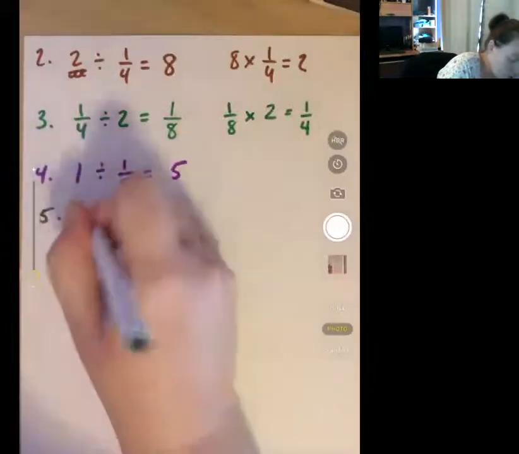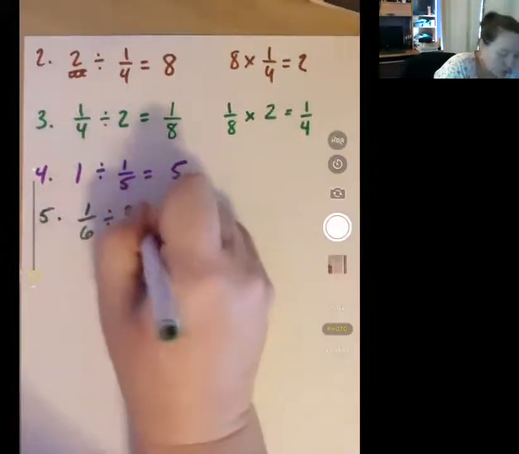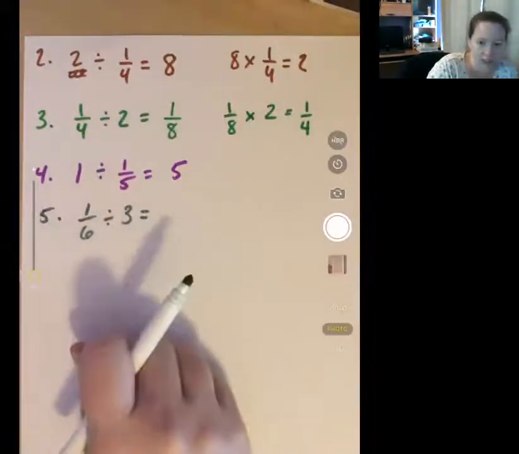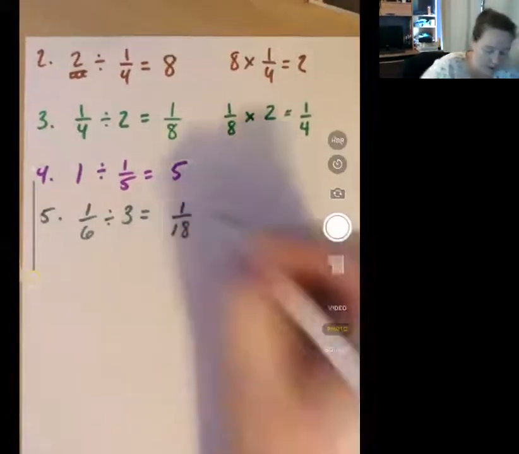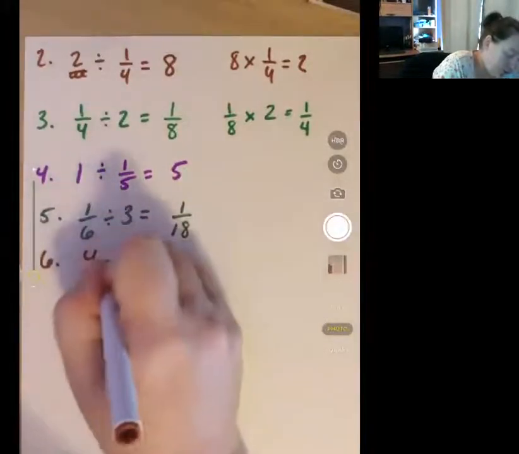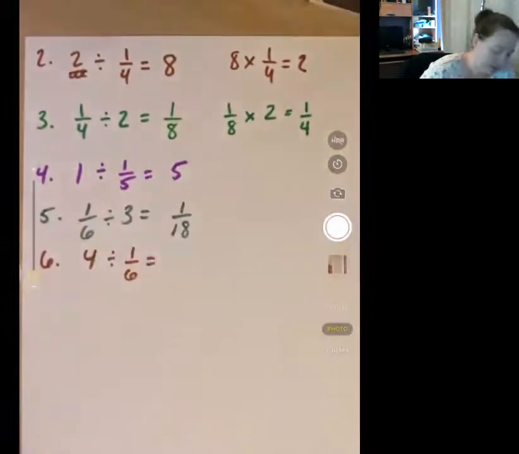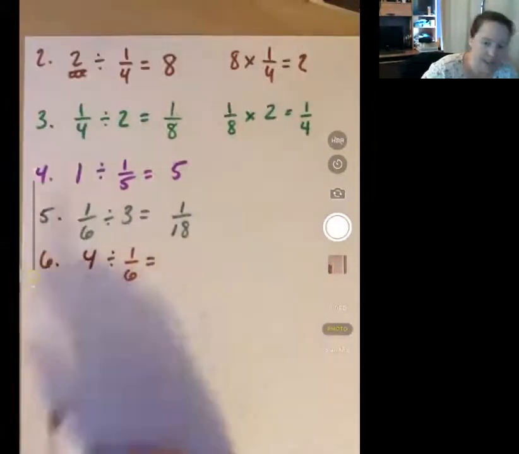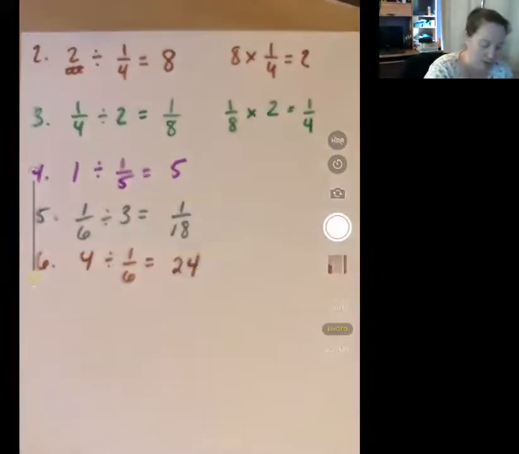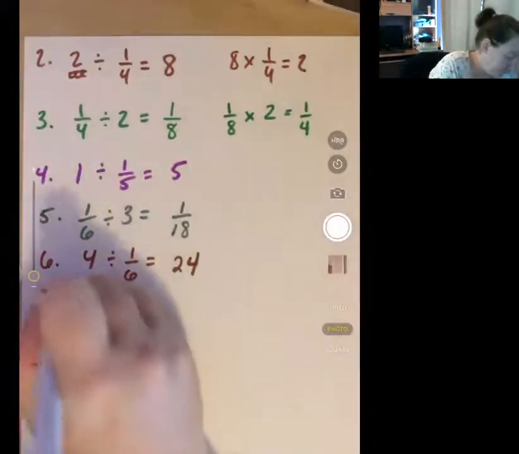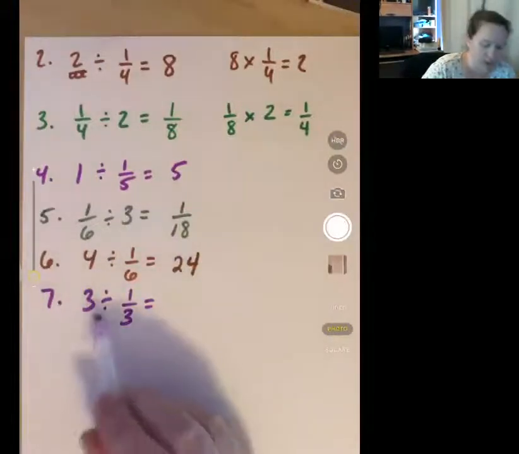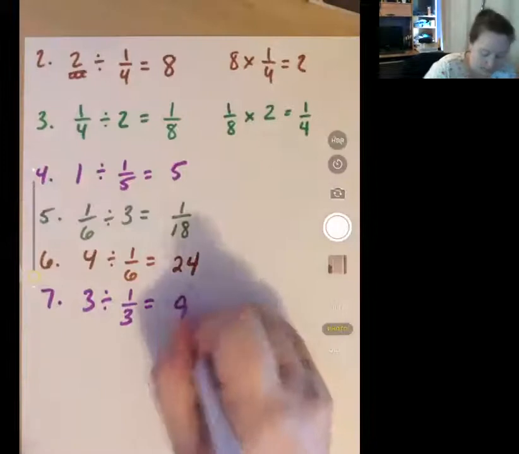Number 5. 1/6 divided by 3. I'm dividing the 6th into 3 different parts, so 6 times 3 is 18. 1/18. Number 6. 4 divided by 1/6. 4 times 6 is 24. Number 7. 3 divided by 1/3. 3 times 3 is 9.